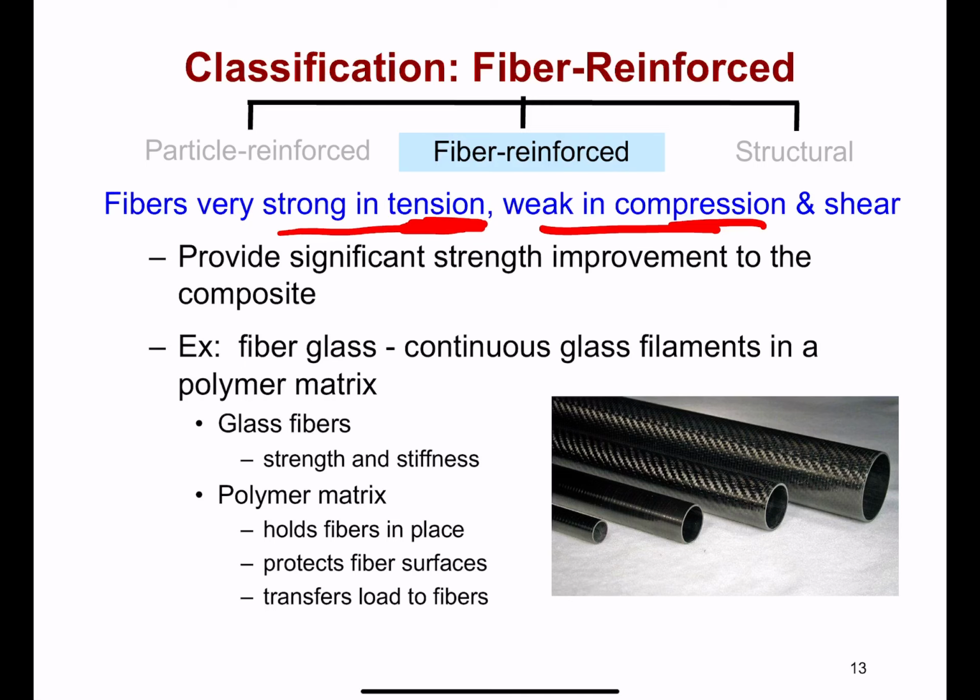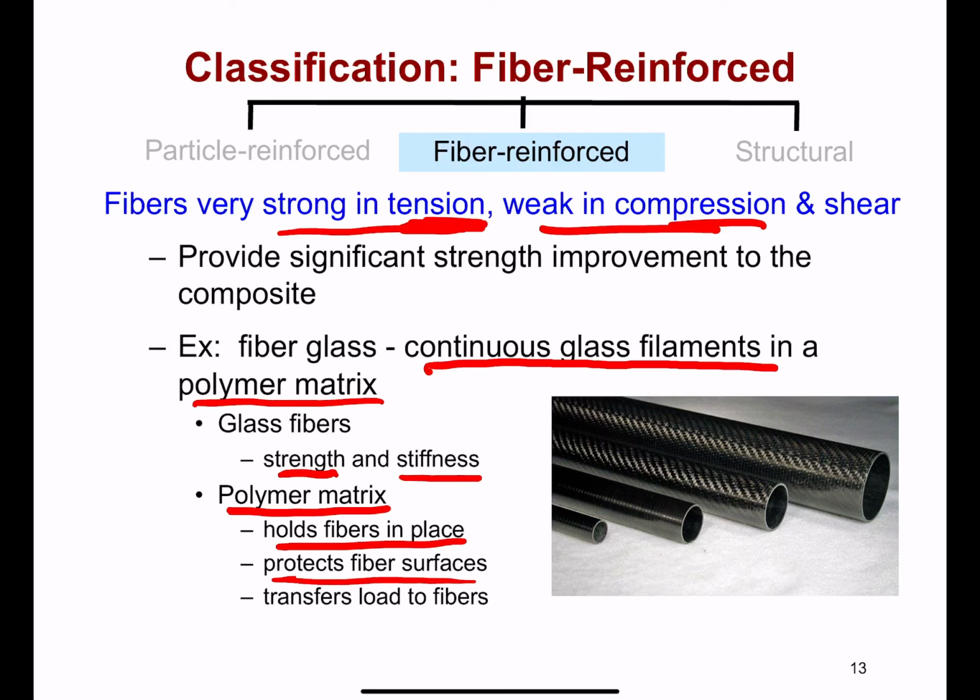So fiberglass, for example, we'll see it's a continuous filament of glass that is often housed in a polymer matrix, so a PMC in that regard. The glass fibers in this case are the reinforcement, so they are providing the strength and the stiffness to the material, whereas the polymer matrix here is what's holding the fibers in place, protecting them from the environment if needed, and transferring the load of the composite onto those stiffening agents that are the glass fiber.